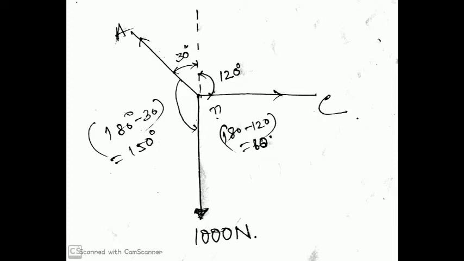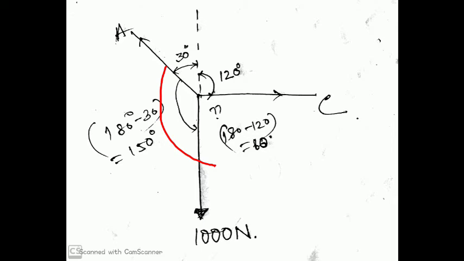In this slide we can easily find the three angles by applying geometrical concepts. The middle point is point B, with AB and the 1000 kilonewton load in the downward direction. What is the angle? This angle is equal to 180 degrees minus 30 degrees, that is, 180 minus 30, which is equal to 150 degrees.